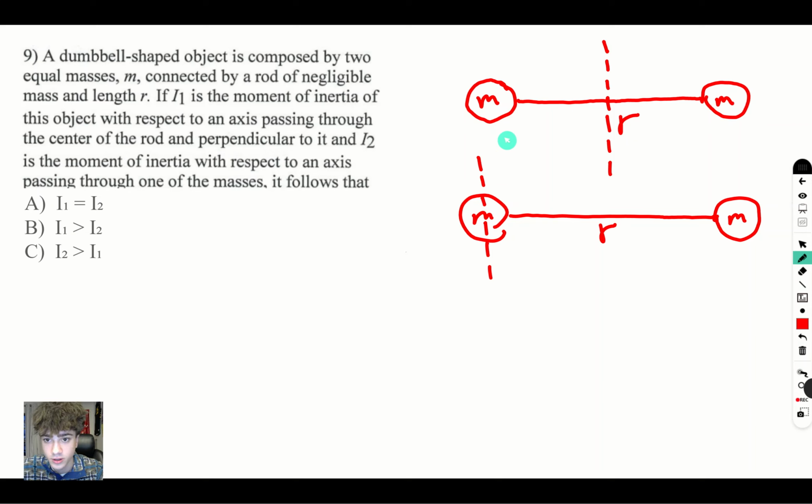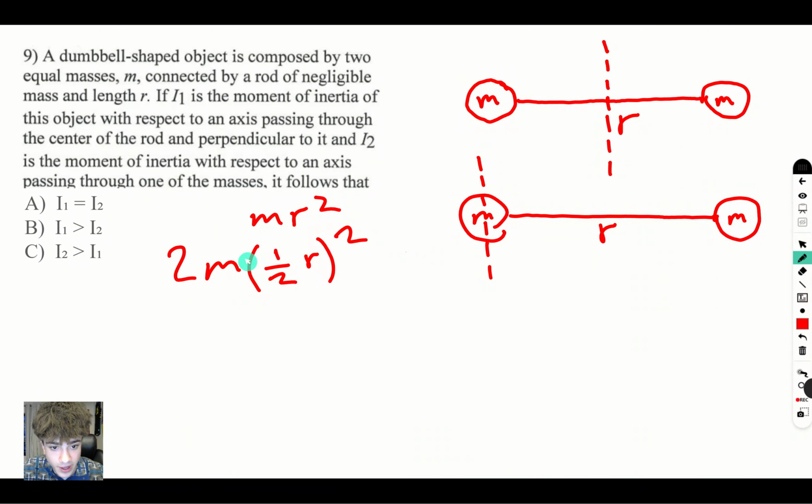So let's start with inertia 1. The way that we find the inertia of a point mass is it's just mr squared, where r is the displacement from the center of rotation. So here we have two m's that are both half r away. So we'll have m times (1/2 r) squared. This is the inertia of one of the balls, but since we have two, we're going to multiply this by 2.